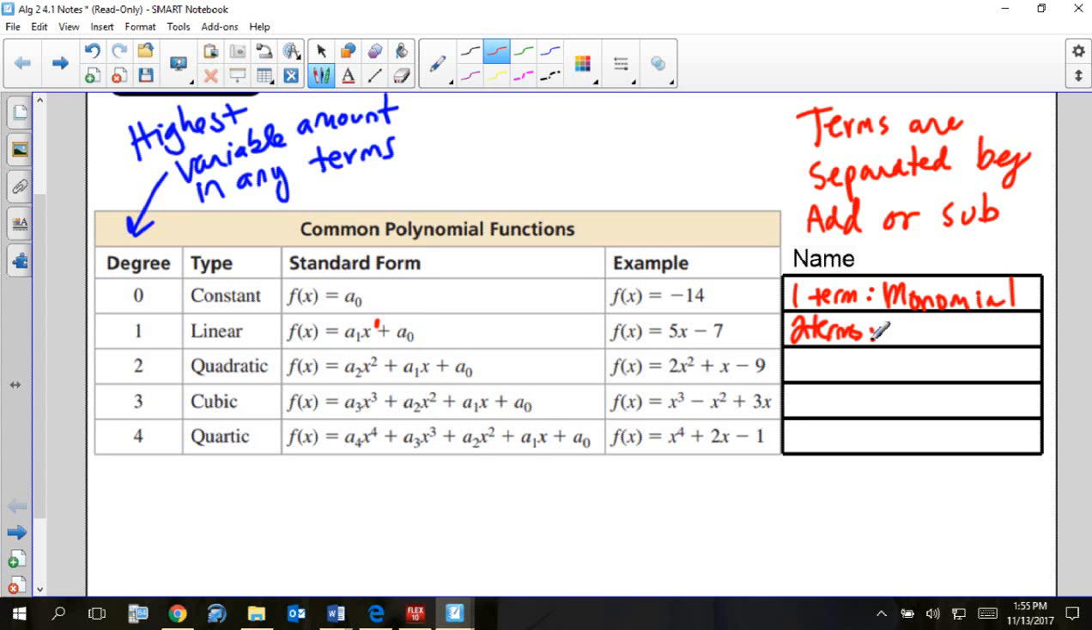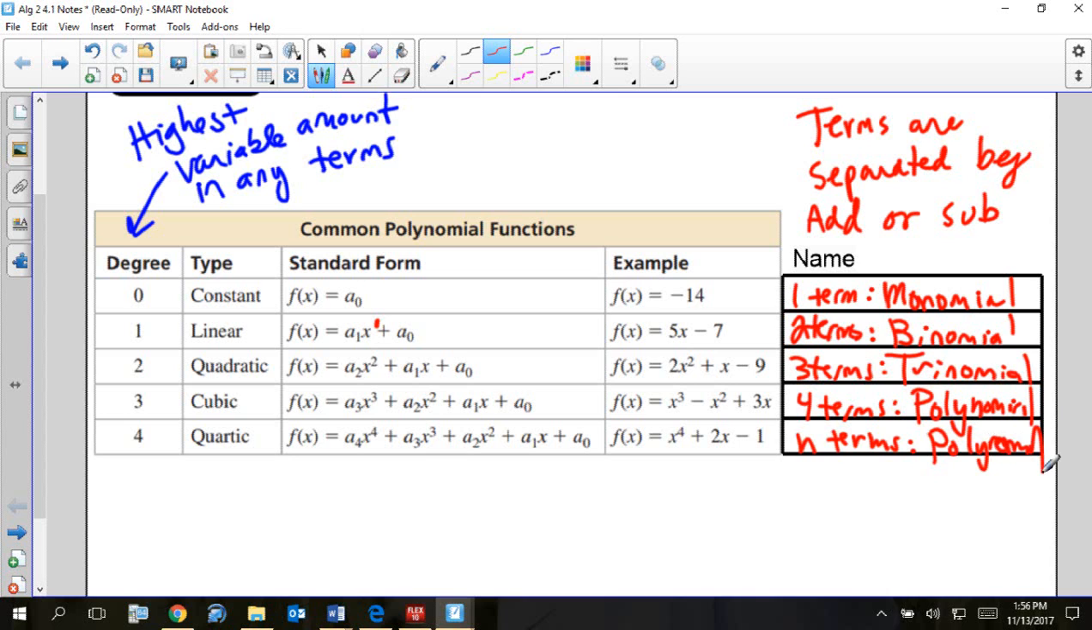What's it called if we have 2 terms? Binomial. What's it called if we have 3 terms? Trinomial. What's it called if we have 4 terms? It's just called a polynomial. We stopped having special names after trinomial, but I like to hear what you guys come up with. So for n terms, it's a polynomial.